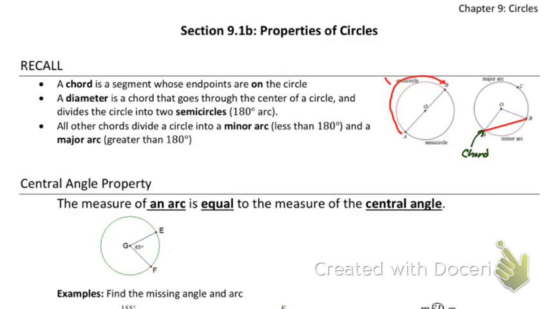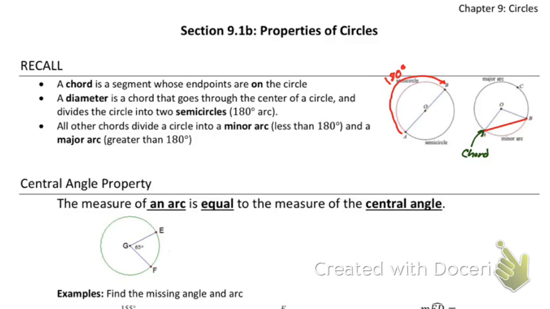Maybe I should write that a little more clearly. Because the circle is 360, so you cut it in half, and you have 180. All other chords divide the circle into what's called a minor arc, that is less than 180, and a major arc, which is greater than 180.